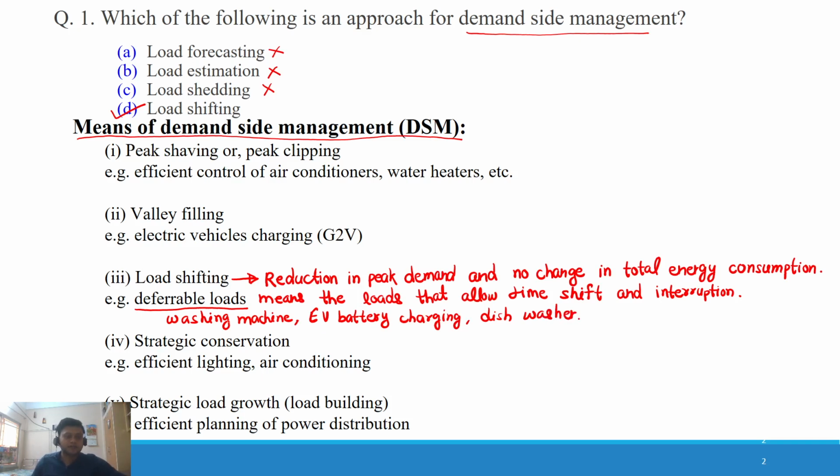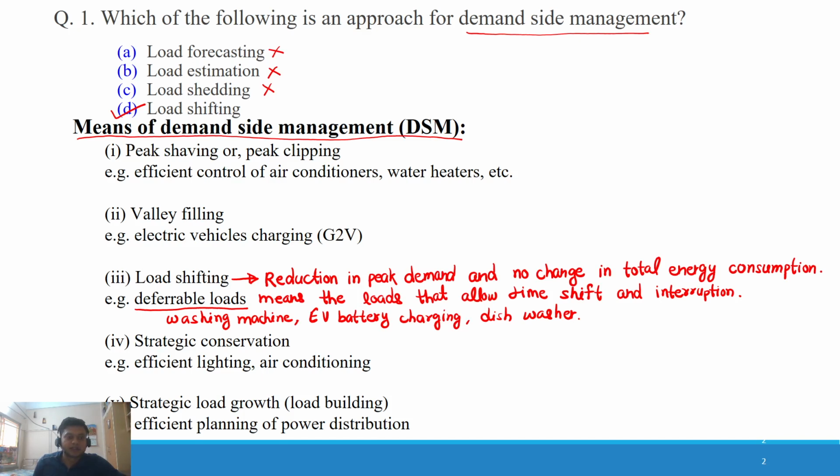Just opposite to deferrable loads, we call these loads non-deferrable loads. Non-deferrable loads do not allow time shift and interruption. These loads are like medical equipment or kitchen equipment. If we need food, then we have to make food in the kitchen anyhow, so those are non-deferrable loads. The simplest example of non-deferrable loads is medical or healthcare equipment, which does not allow time shift and interruption.